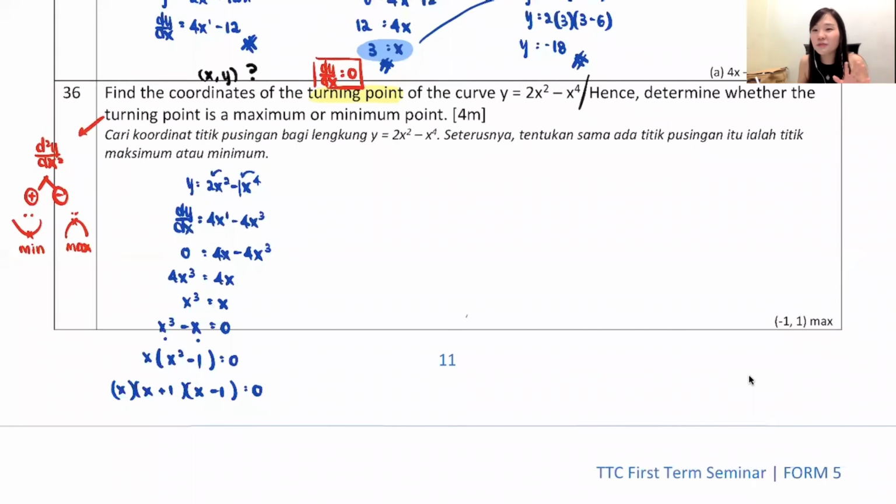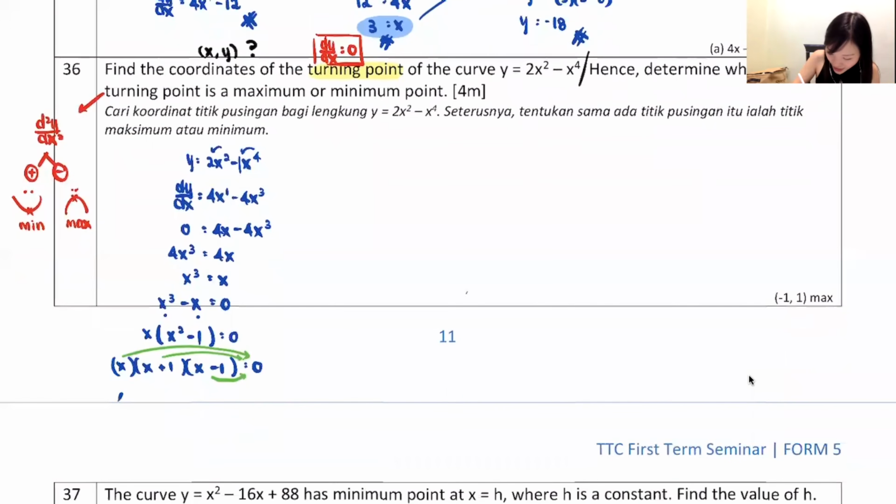I don't know whether you guys know this basic, but supposedly these 3 brackets, when you do it manually, the first bracket equals 0, the second bracket equals 0, the third bracket also equals 0. Then only you will get the answer. So x equals 0, x plus 1 equals 0, x minus 1 also equals 0. So plus 1, move it over, minus 1. Minus 1, move it over, plus 1. So do you realize I got 3 turning points? Yes, you should have 3 turning points for this particular curve.